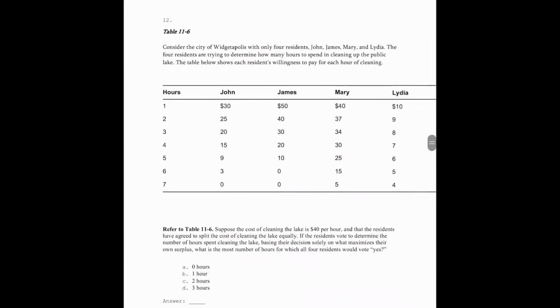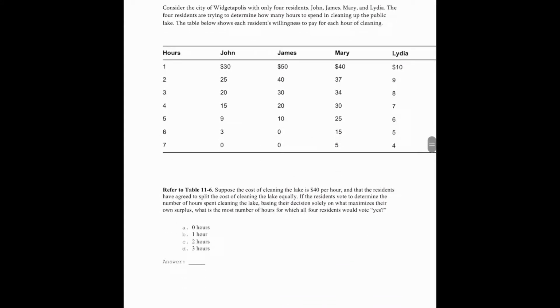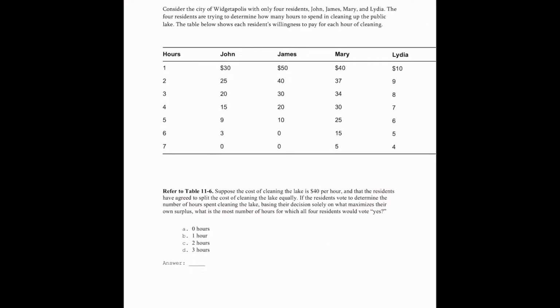Question 12. Consider the city of Widgetopolis with only 4 residents, John, James, Mary, and Lydia. The 4 residents are trying to determine how many hours to spend cleaning up the public lake. The table below shows each resident's willingness to pay for each hour of cleaning. Suppose the cost of cleaning the lake is $40 per hour, and that the residents have agreed to split the cost of cleaning the lake equally. If the residents vote to determine the number of hours spent cleaning the lake, basing their decision solely on what maximizes their own surplus, what is the most number of hours which all 4 residents would vote yes?